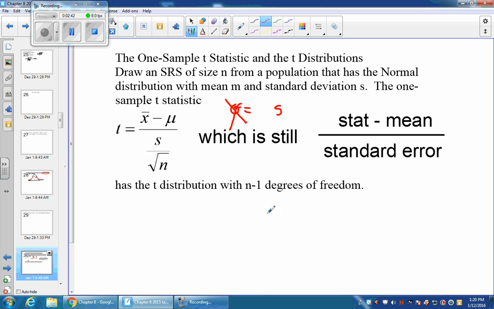Now, once we have this, we have to deal with this new idea of degrees of freedom. It's an easy idea or a complicated idea, depending on how deep you want to get with it. But for right now, we just have to know that we use a degree of freedom that is one less than the number of values that we have. It'll make more sense, hopefully, when we actually do a problem.